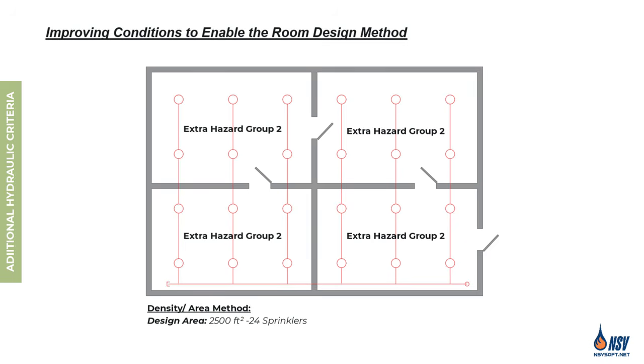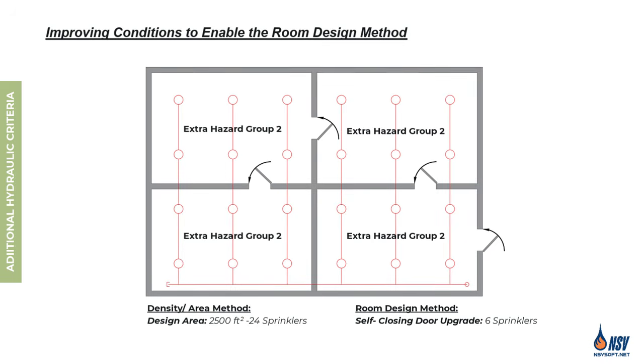In some cases, investing a small amount to meet the conditions required for the room design method can be highly beneficial. In this example, the rooms have appropriate fire resistance rated walls and doors, but the doors are not automatic or self-closing. If we recommend that the owner upgrade the doors to self-closing doors, the design area can be reduced to only 6 sprinklers instead of 24. This significantly lowers the system demand, reduces pipe sizes, and ultimately decreases overall project costs.